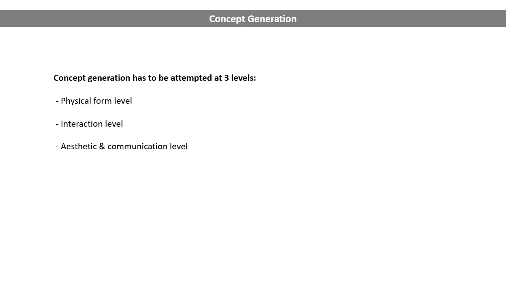Most of you have already done the concept generation. It has to be attempted at three levels. The first level is the physical form level. Then we have ideation at the interaction level, and also at the aesthetic and communication levels. These are the three levels which we have already discussed, and most of you have already attempted this.